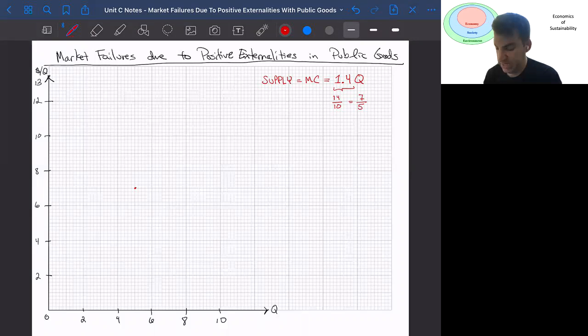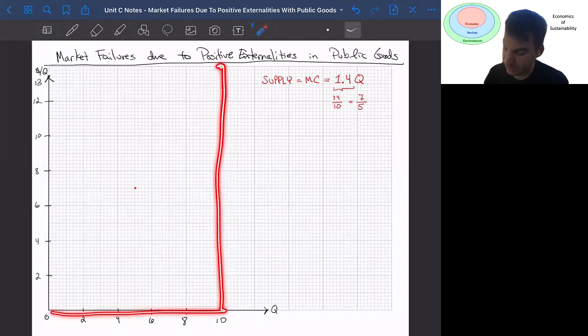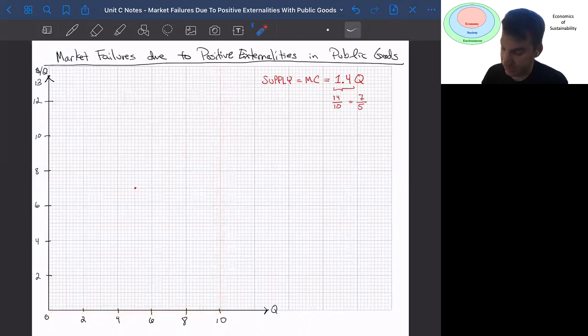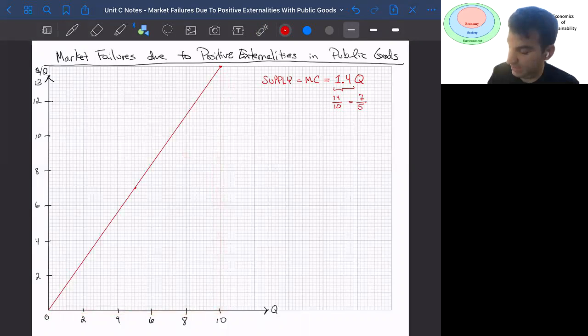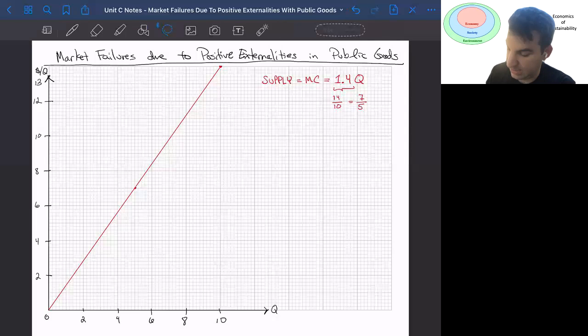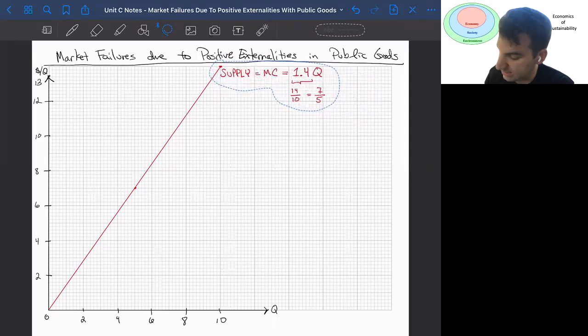If I run a full 10, I go up 14, which happens to be right up here. So I may as well put a dot right there, and I'll connect the origin with those 3 dots. And there we go, that is my supply. I could even just move this label over to be next to that line.